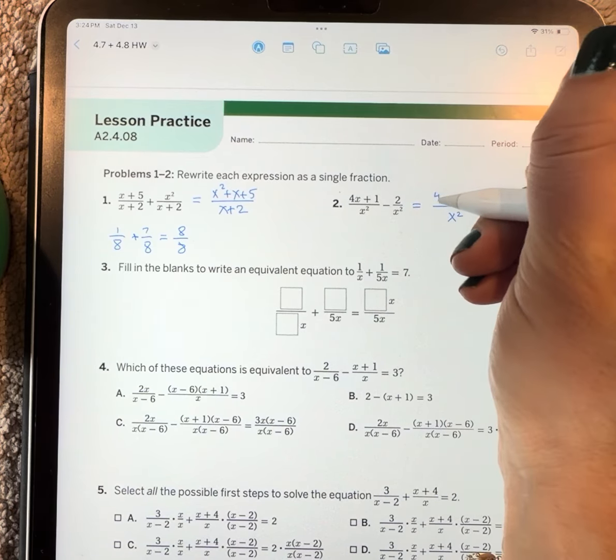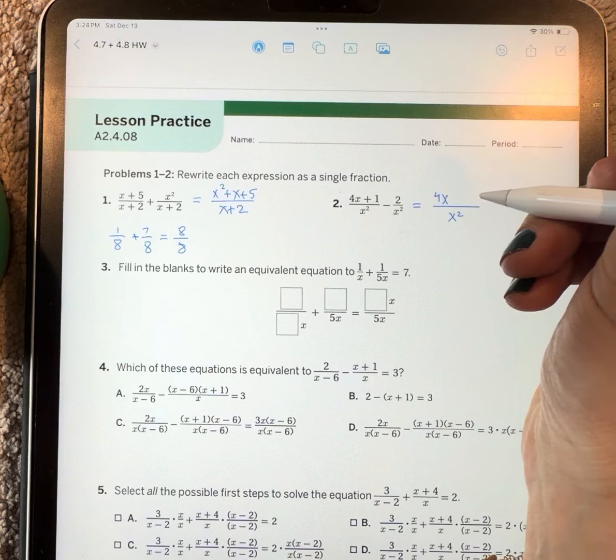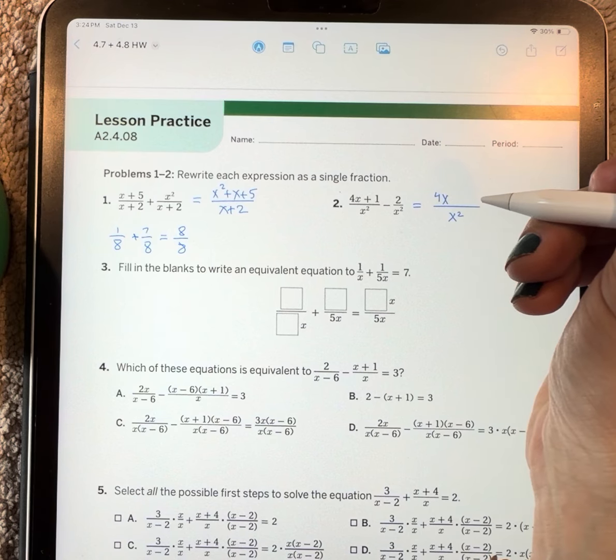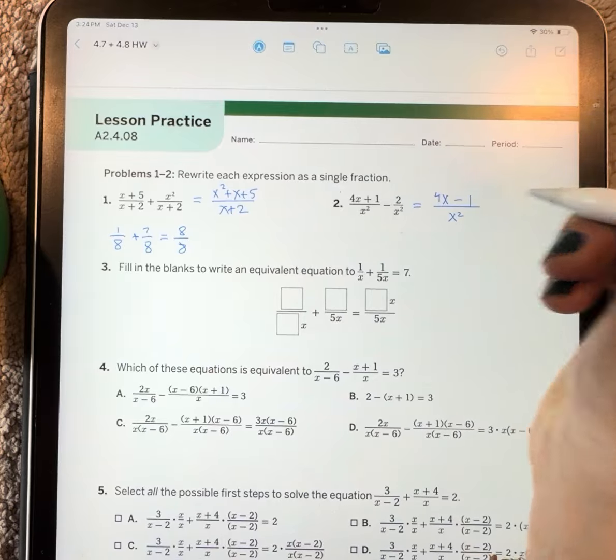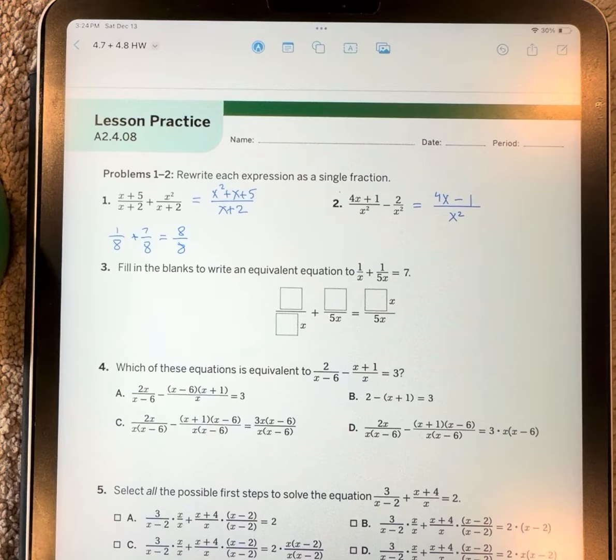And then you're going to take 4x plus 1 minus 2. So what's plus 1 minus 2? It's minus 1. Alrighty. Next, fill in the blanks to write an equivalent expression to that whole thing.